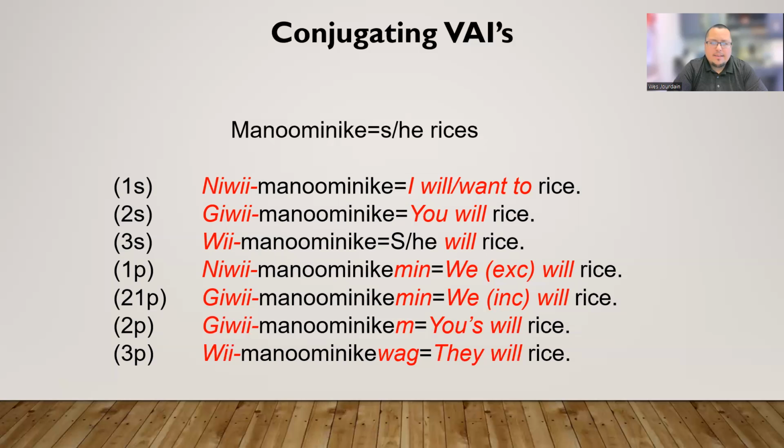And our last one in this lesson number 92, we have wiwi manominikewag. They will rice. They want to rice. And that will do it for this episode.